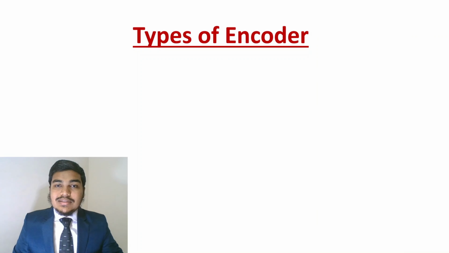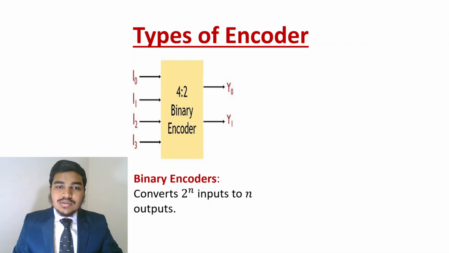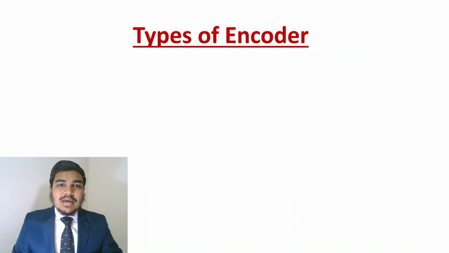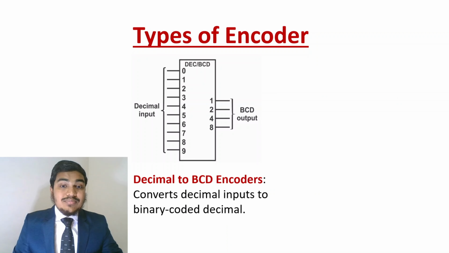And next, there are many types of encoders. Some examples are the binary encoder that converts 2 to the power n inputs to n outputs. Then comes the hexadecimal to binary converter that takes 16 inputs and converts them to a 4-bit binary output, as we know that hexadecimal code is a 4-bit binary code. And next, we can see decimal to BCD converters that convert decimal inputs to binary coded decimals.